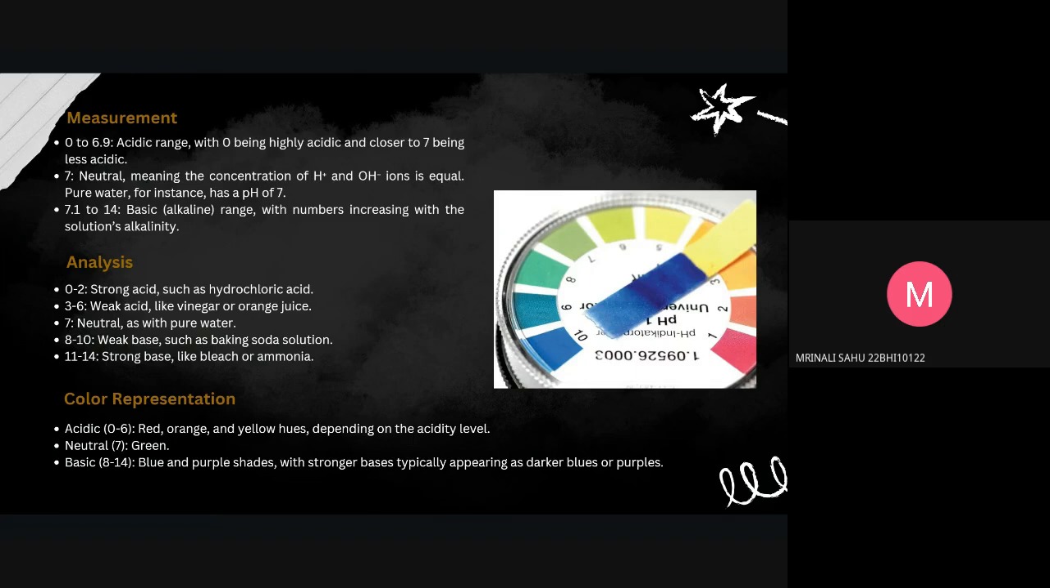Next is color representation. Acid contains red, orange, yellow, depending on the acidity level. Green represents neutral. For basic, 8 to 14, blue-purple shades, with strong bases typically appearing as a dark blue or purple.